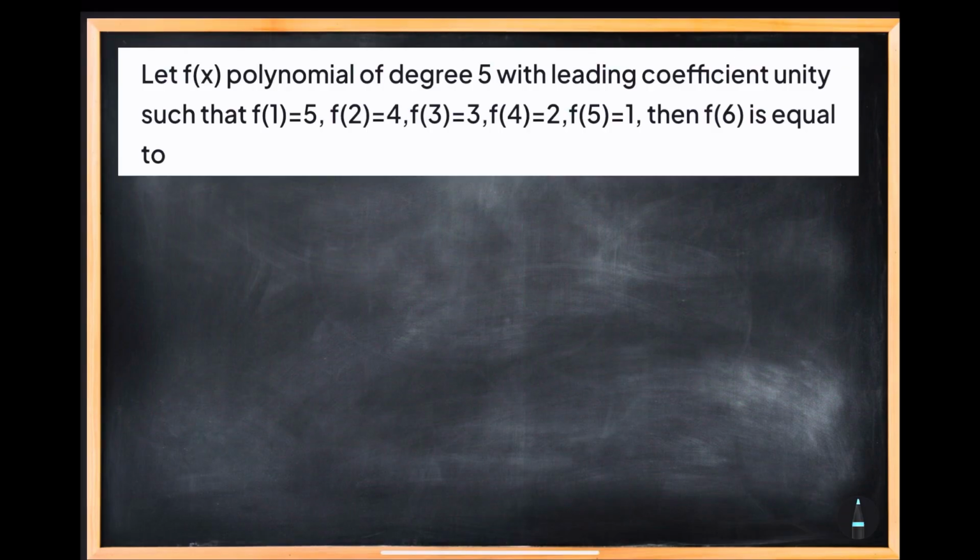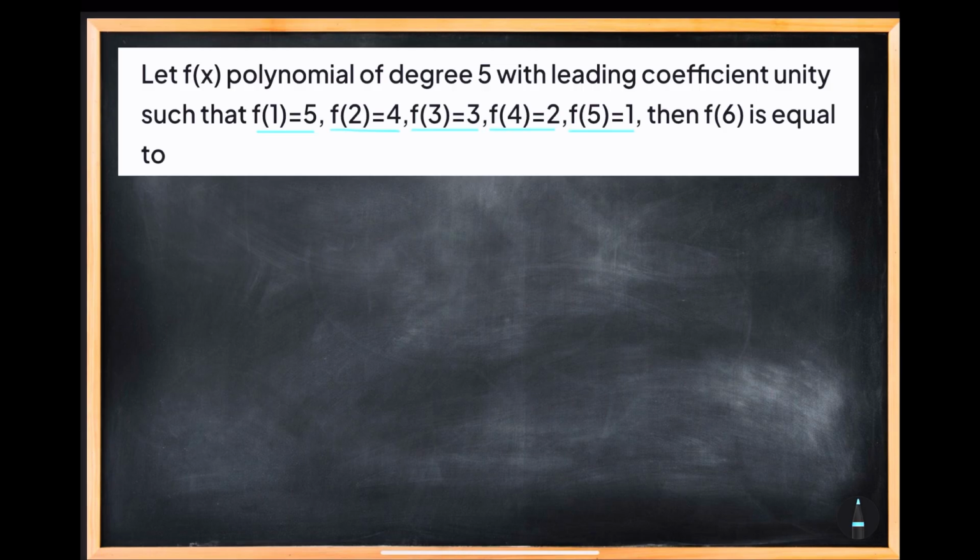So we got this situation to handle. Let f of x be a polynomial of degree 5 with leading coefficient unity such that f of 1 equals 5, f of 2 equals 4, f of 3 equals 3, f of 4 equals 2, and f of 5 equals 1. Then the value of f of 6 is.